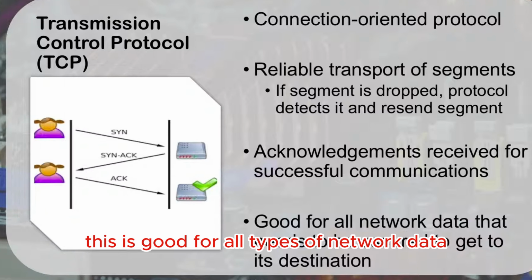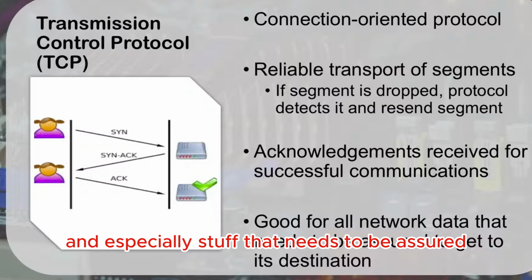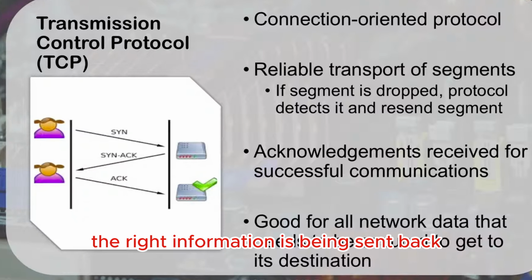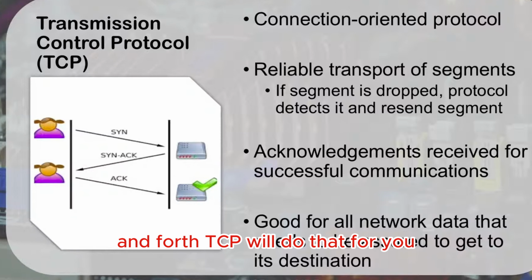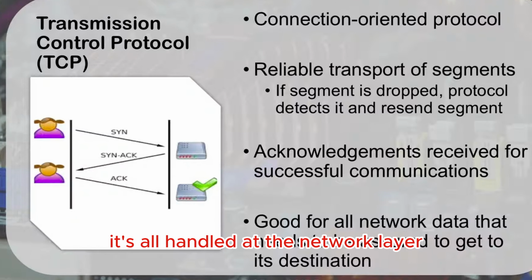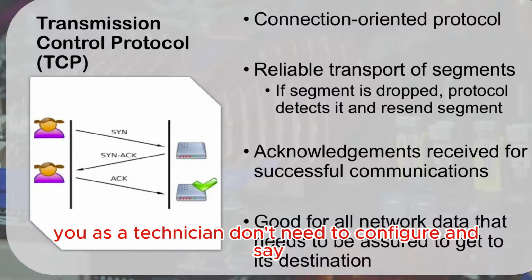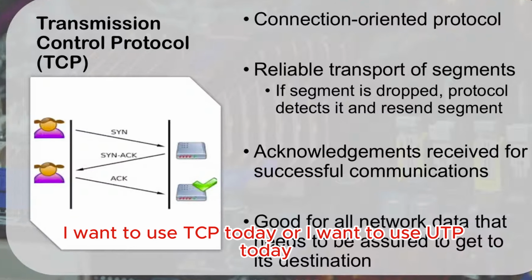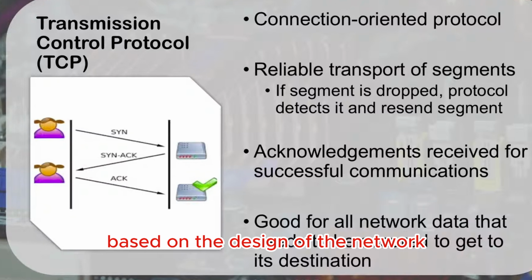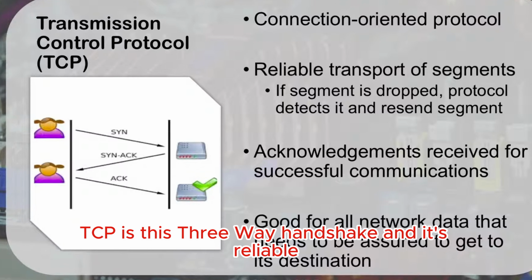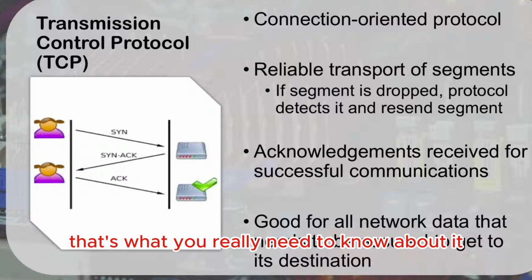This is good for all types of network data, and especially stuff that needs to be assured to get where it's going. So if you're going to your bank, you want to make sure that the right information is being sent back and forth. TCP will do that for you. And again, the nice thing about this stuff is it's all handled by the network for us. You as a technician don't need to configure it and say, I want to use TCP today, or I want to use UDP today. It's going to choose that based on the design of the network by the folks. For us as network technicians to understand, TCP is this three-way handshake and it's reliable, guaranteed transmissions. That's what you really need to know about it.